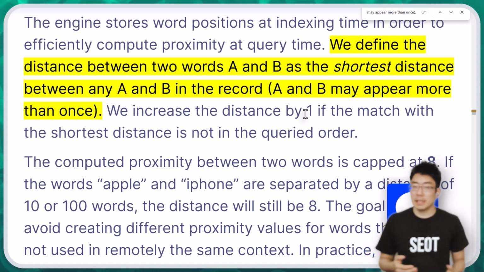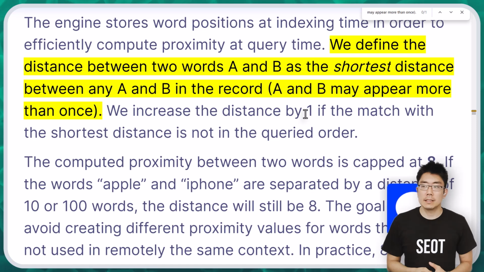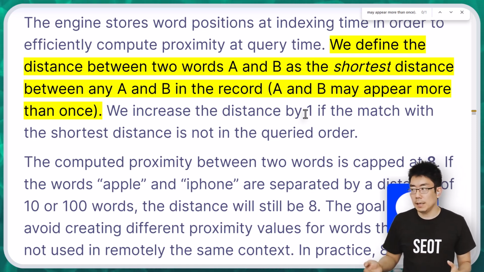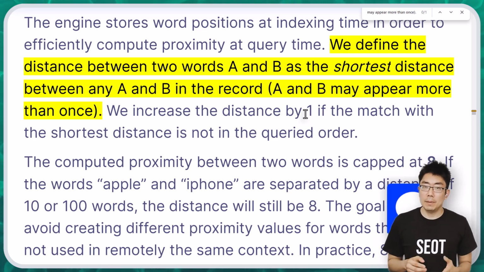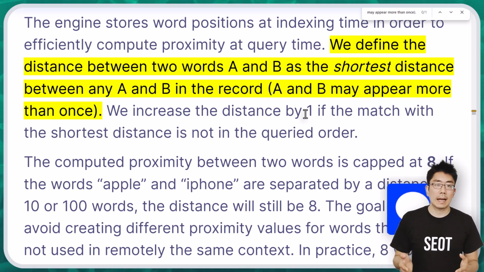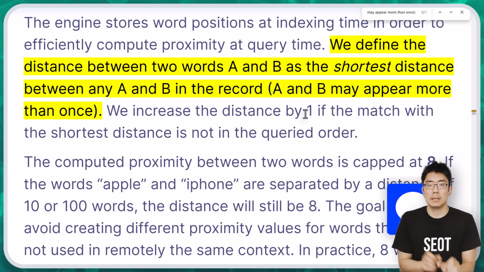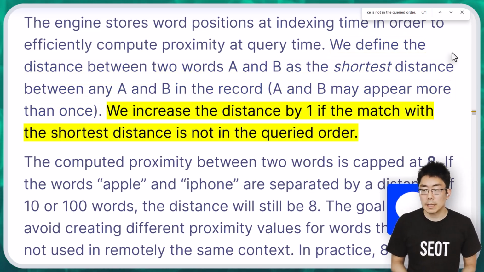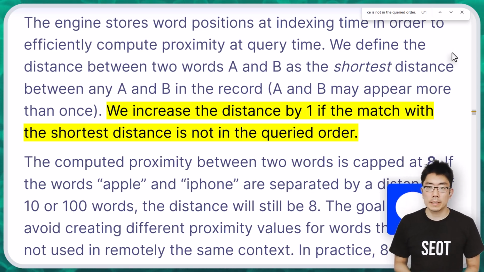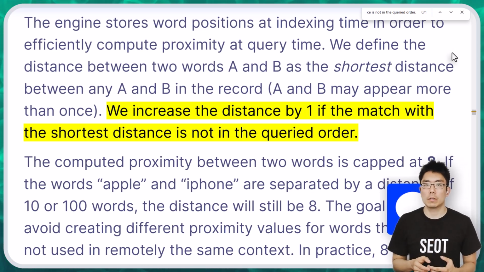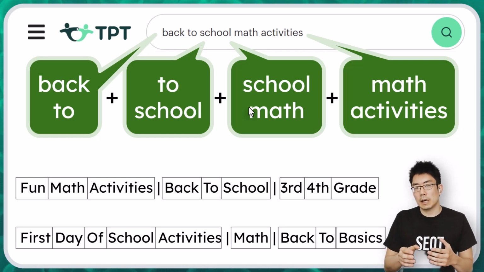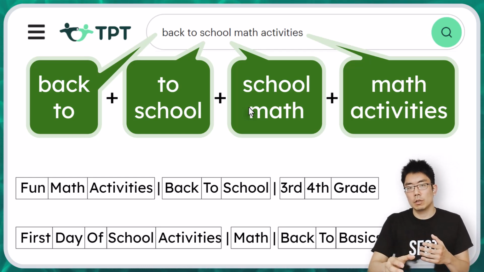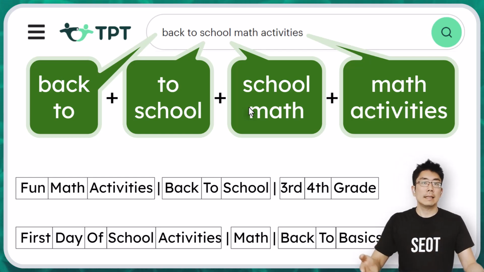A few interesting things from the blog. They define the distance between two words, A and B, as the shortest distance between any A and B in the record. So A and B may appear more than once, and if that happens, they just look for the best proximity score. But then the Algolia blog goes on to say that we increase the distance by 1 if the match with the shortest distance is not in the queried order. Let's look at this example. So now that we know there's a penalty if the words in your title don't match the direction of the words that the teacher searched for, let's see how that affects our scores.